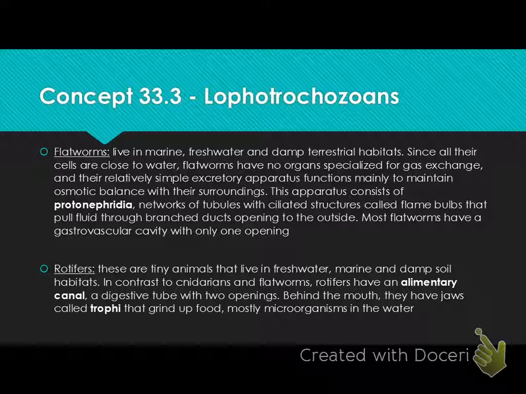phrydia, networks of tubules with ciliated structures called flame bulbs that pull fluid through branched ducts opening to the outside. Most flatworms have a gastrovascular cavity with only one opening. That's protonephridia.